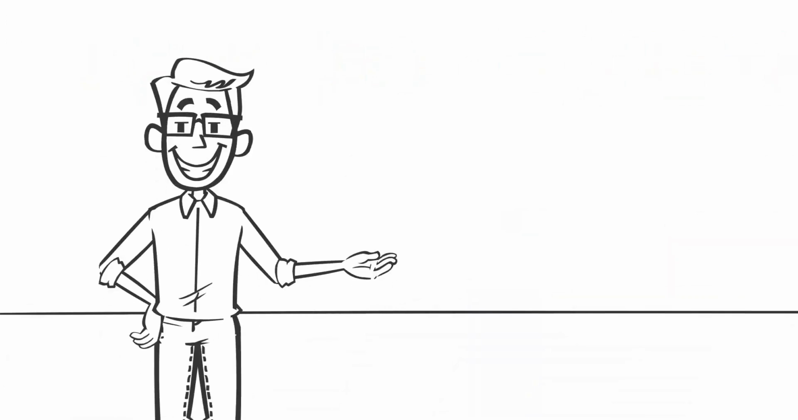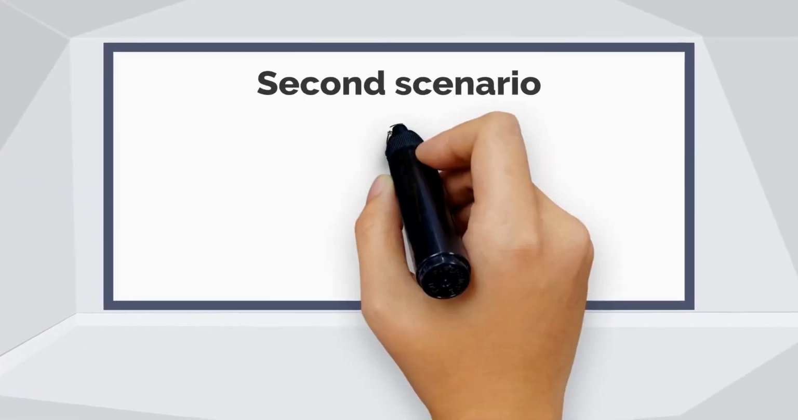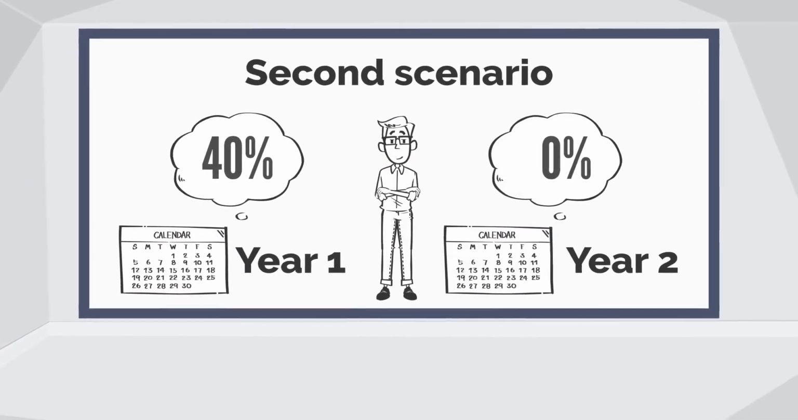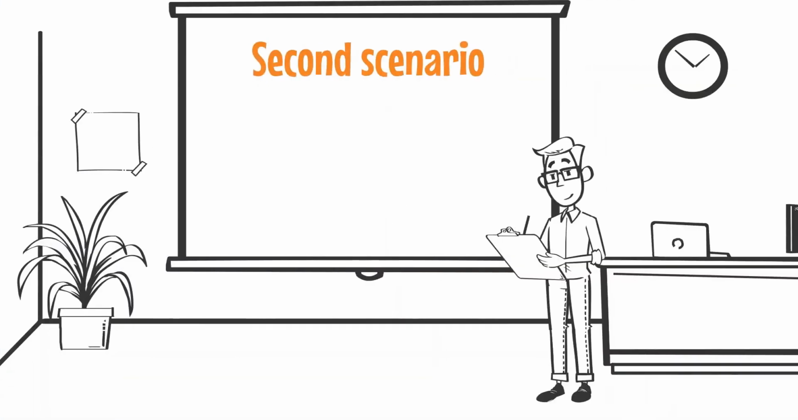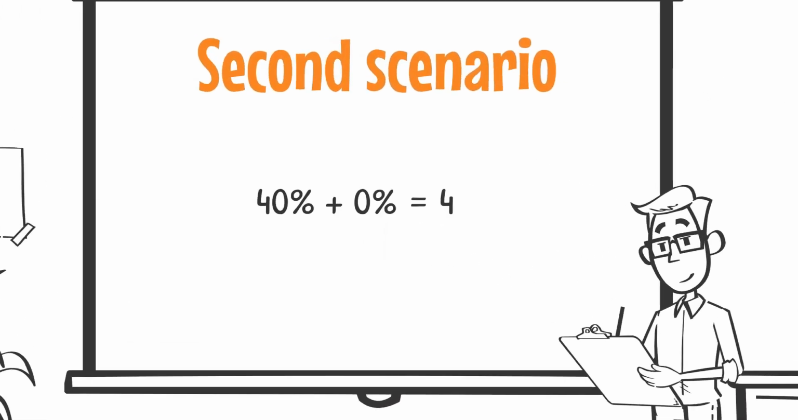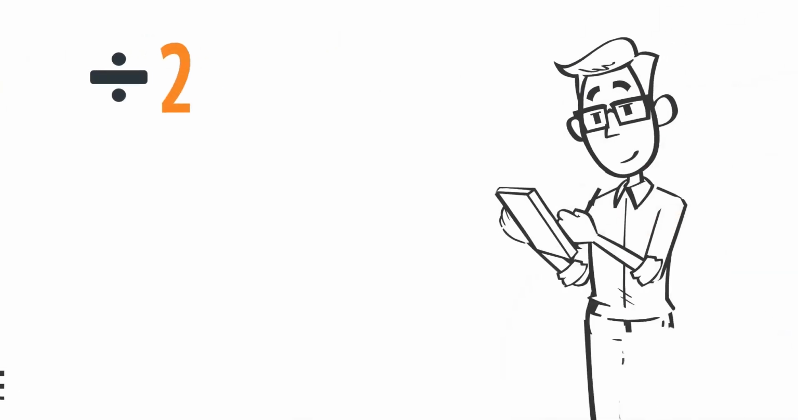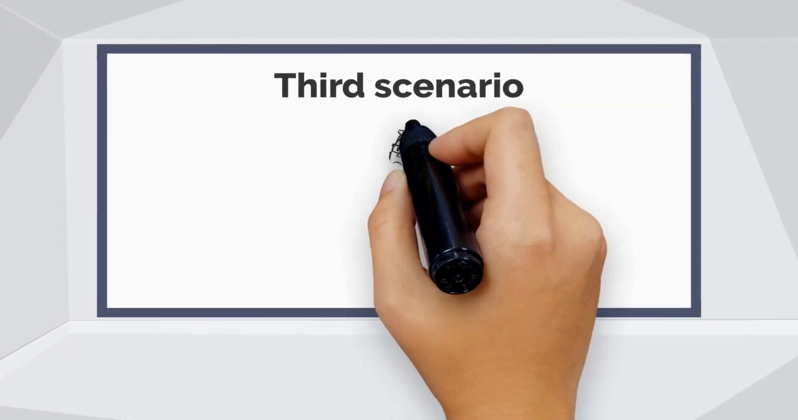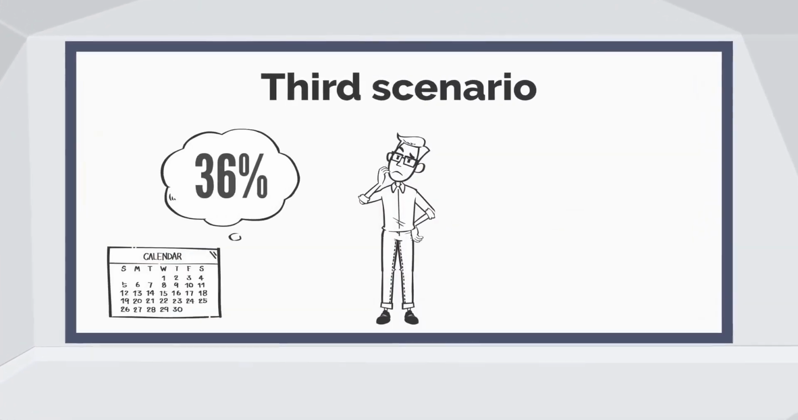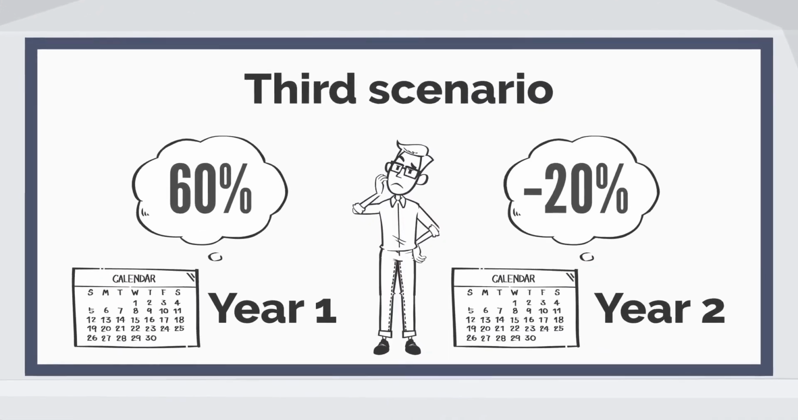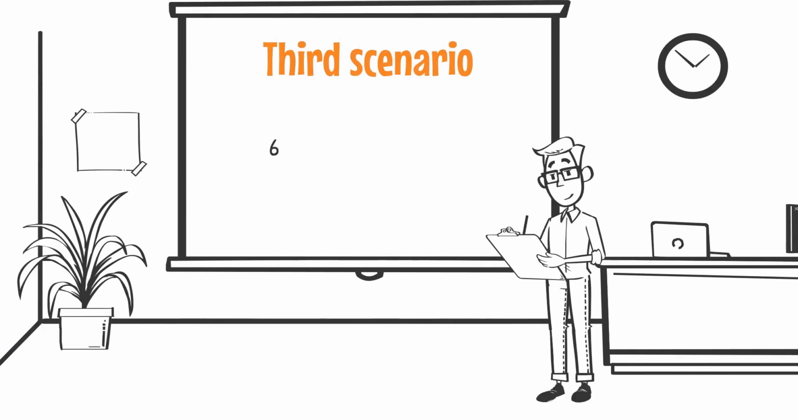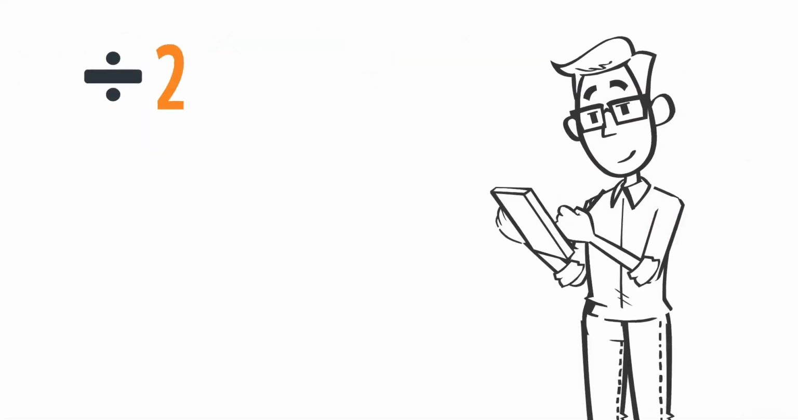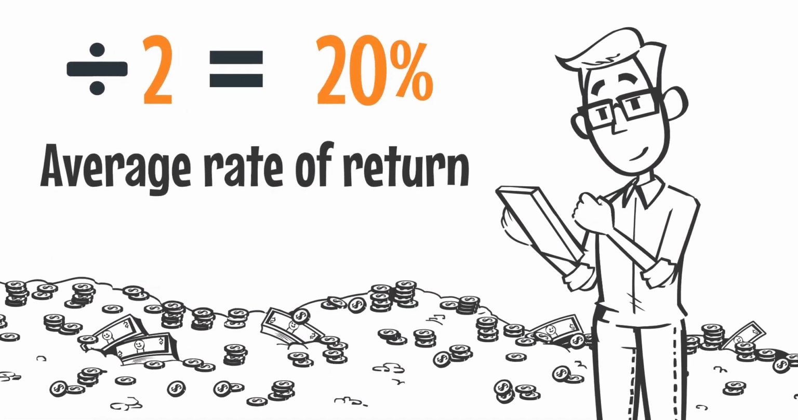Seems obvious and simple. Now, let's imagine that you get a 40% return in year 1 and 0% in year 2. The same calculation reveals that 40% plus 0% equals 40%, and divided by the 2 years also equals a 20% average rate of return. In the third example, you get a 60% return in year 1 and a negative 20% return in year 2. Adding plus 60% and a negative 20% still gives us 40%, and divided by 2 years keeps us right at a 20% average rate of return.